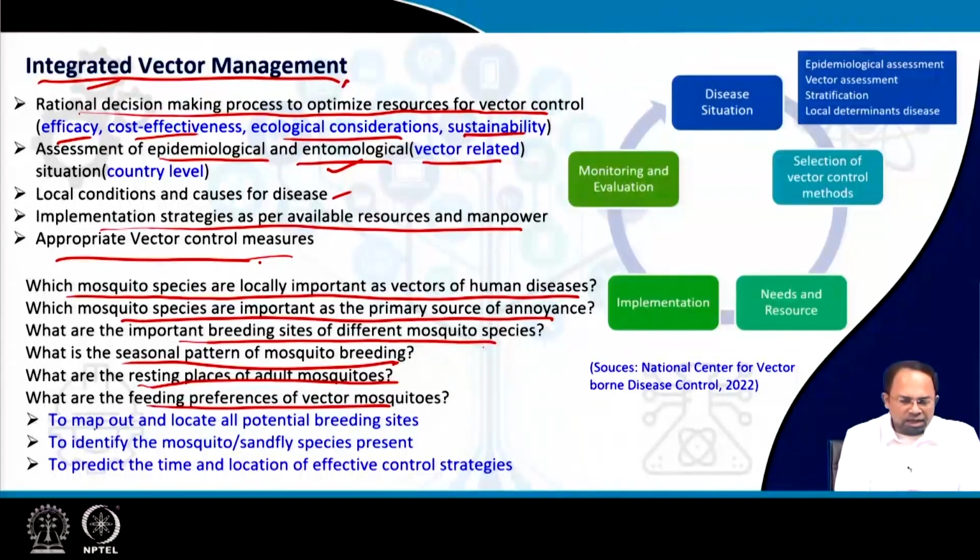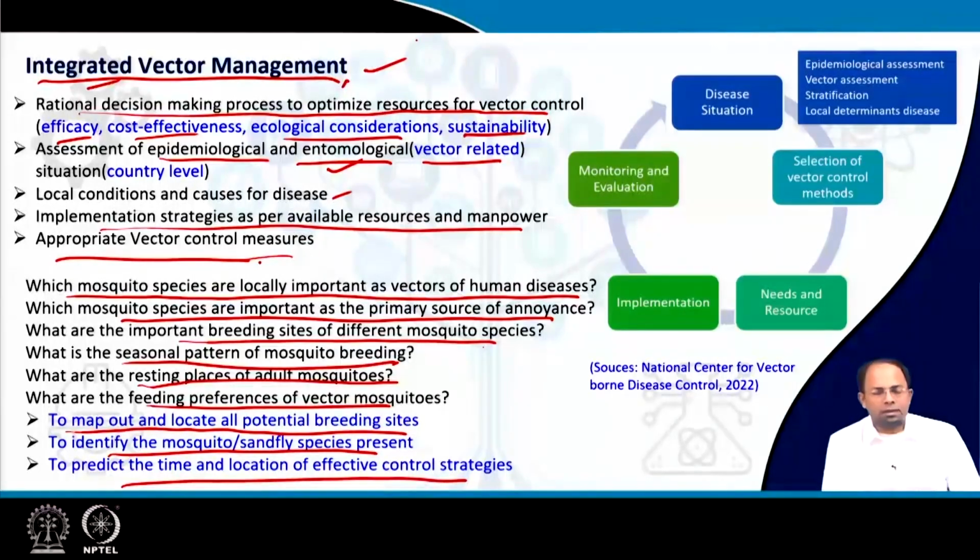And this has to result in mapping and locating all potential breeding sites, to identify the mosquito or sandfly species that is involved, and to predict the time and location of effective control strategies. So that is how you do integrated vector management.